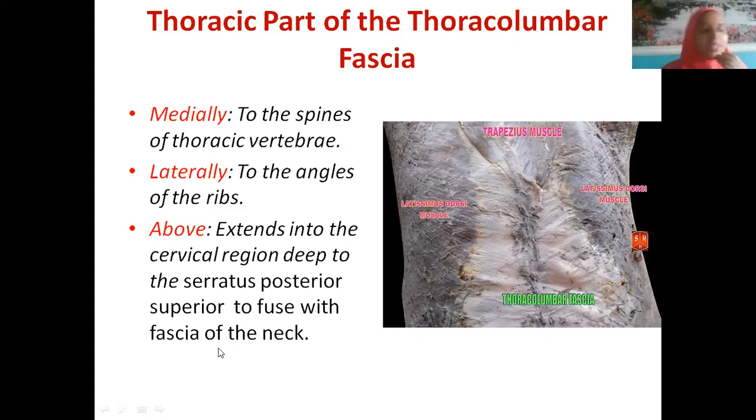What is the fascia of the neck, which is just below the skin? Investing layer of deep cervical fascia. Investing layer. That means lumbar part, thoracic part, and investing part. All are continuous sheets. If you trace from down to upwards, all are continuous sheets. Okay, so that is actually all about thoracolumbar fascia.